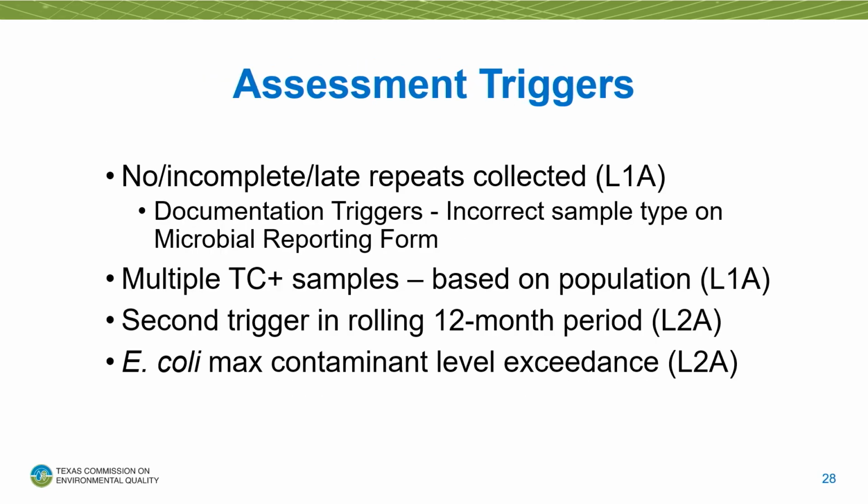All right, so there are several ways an assessment can be triggered. A level 1 assessment can be triggered by not collecting repeat samples, failing to collect repeat samples within 24 hours of positive sample notification, or by collecting an incomplete set of repeat samples. So for example, only collecting 1 of the 3 required repeats.